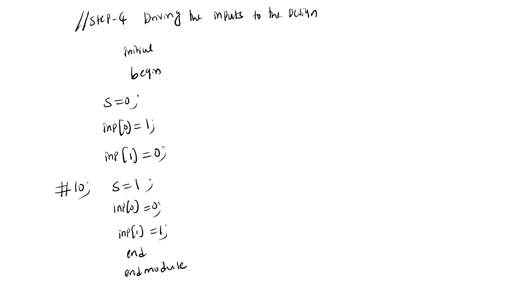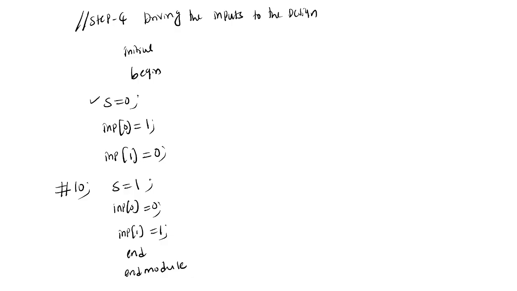Initial begin here, initial begin. So I am giving the test cases. This is nothing but test inputs. These are nothing but what? Inputs. S equal to 0, inp equal to 1. Only I need to give the inputs in the test bench. Okay, so inp of 0 equal to 1, inp of 1 equal to 0.